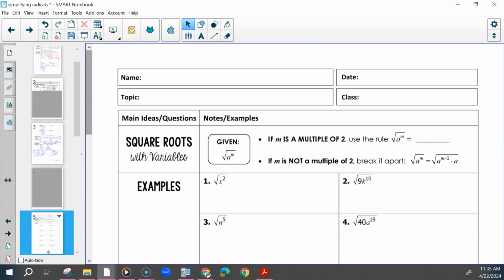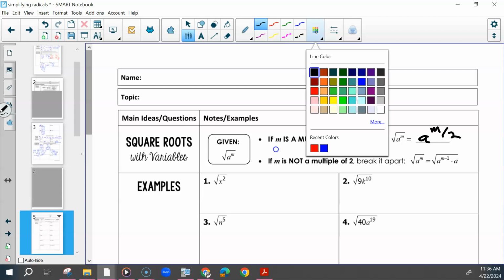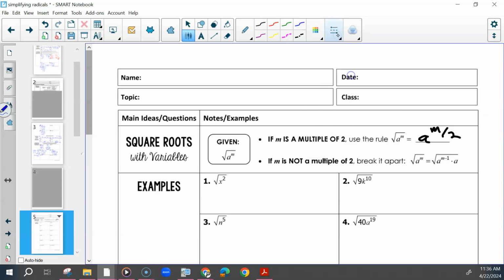So not only do you have to simplify your radicals with numbers, but you also have to do it with variables. There are a few different ways to go about doing that. You could use this rule. If m is a multiple of 2, you're basically going to divide it by 2. If it's not a multiple of 2, you're going to break it apart. Let's say it was a to the third. Well, I know a squared is a multiple of 2, so I could say it's the same thing as a squared and a to the first.